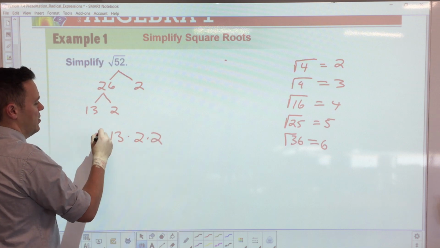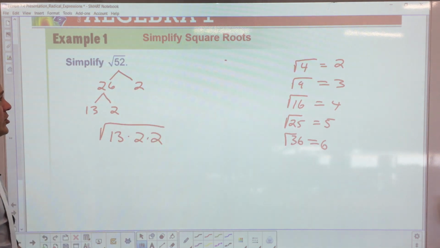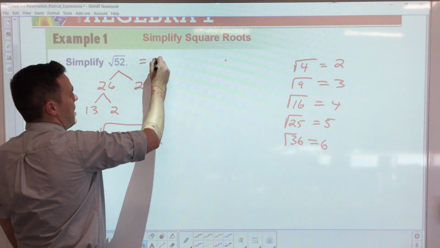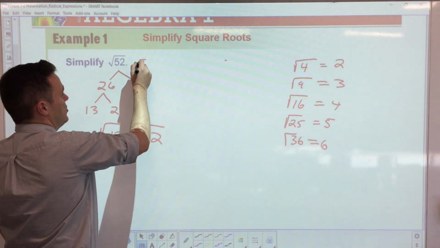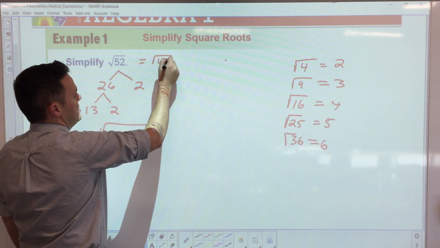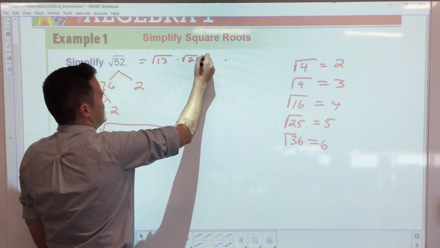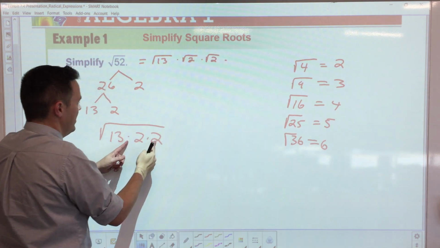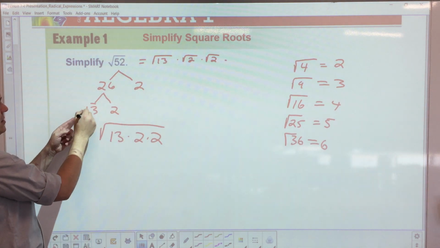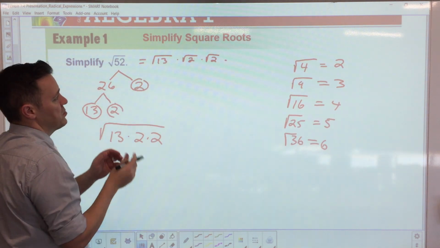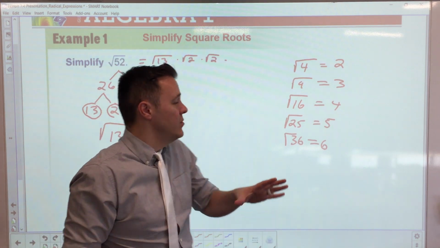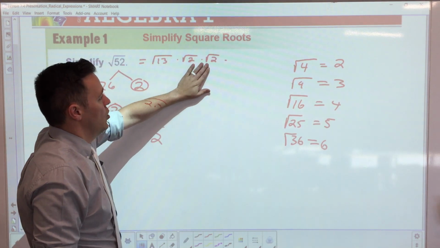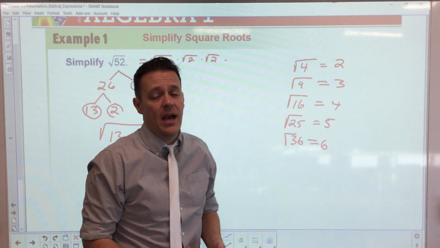So here's the setup that we have here. Now, according to the property we learned, you can rewrite this as square root of 13 times the square root of 2 times the square root of 2. Okay, because that's what we got down here. We got 13, 2, and 2. That's how we broke it down. The question is, can you simplify 13, 2, or 2? The answer is no, you cannot.